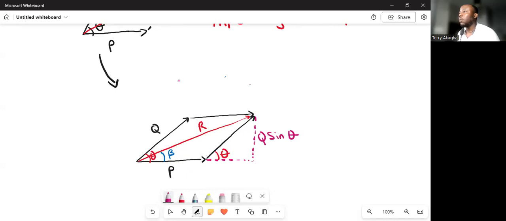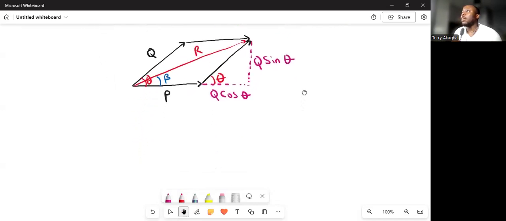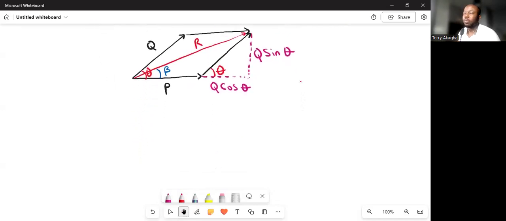And this part is going to be what? Q cos theta. All right. So like I said, I'm not going to go into the proof for all this, okay? You can go to the textbook and find it. So now, how do you find the magnitude for R?